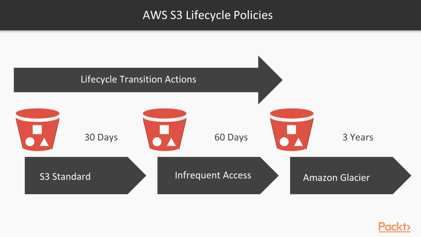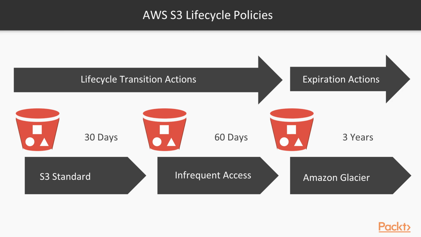And that really helps because Amazon Glacier is literally the cheapest solution in S3 for the objects that you don't frequently access and don't really need anymore. And you can even define your expiration actions after several years, like 3 years maybe.